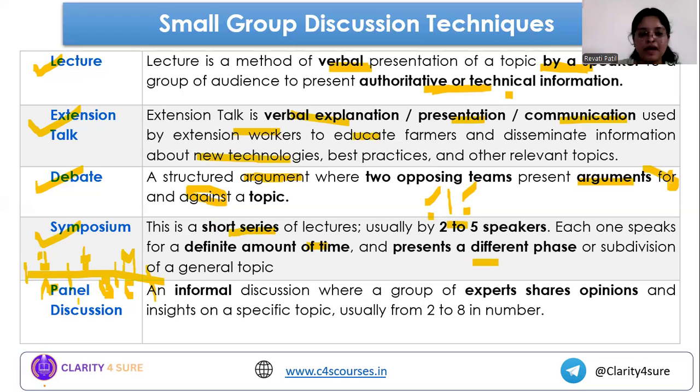Next is panel discussion. Panel discussion is an informal group discussion where a group of experts share opinions and insights on a specific topic, usually 2 to 8 members. For example, a panel discussion on the impact of climate change on agriculture.